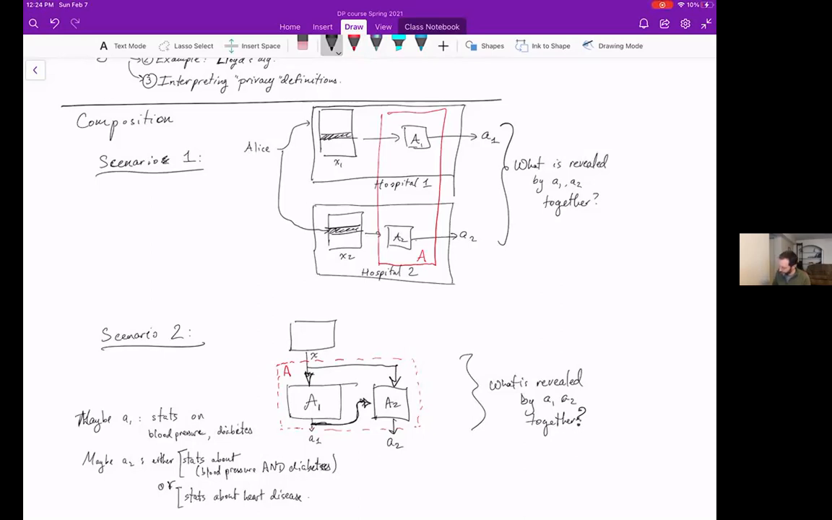Okay, and so it turns out these are actually both special cases of the same thing, and basically scenario 2 is the right picture to have in mind. And if it's not clear why that is, you can also view the joint data set X1 and X2 as one big data set X, which is the union of X1 and X2.